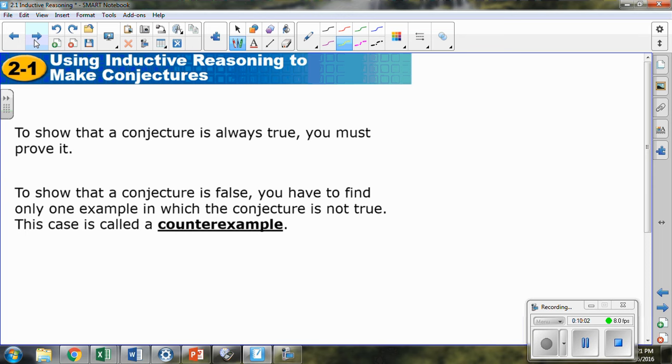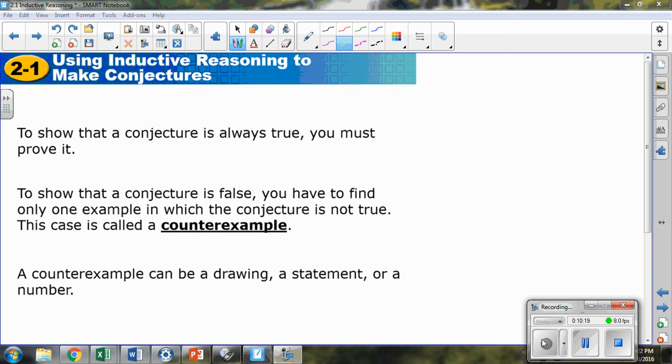For instance, we could make the statement all babies are cute. That's my conjecture. How would we prove that false? Yeah, you'd have to find one ugly baby. You find one ugly baby, and we have a counterexample proving that not all babies are cute. When we provide a counterexample, it can be anything showing the statement is false. You can use a drawing. You could use a statement. You can use a number. Anything that shows the statement is not true will serve as a counterexample.